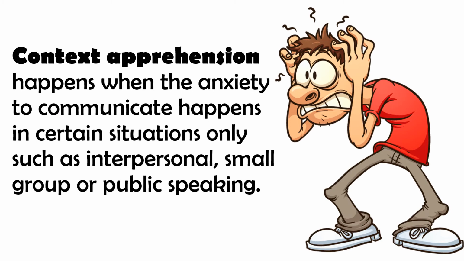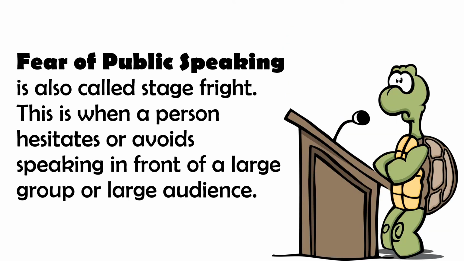Context apprehension happens when the anxiety to communicate occurs in certain situations only, such as interpersonal, small group, or public speaking. So you're afraid in interpersonal, small group, or public speaking situations. Fear of public speaking is also called stage fright. This is when a person hesitates or avoids speaking in front of a large group or large audience.